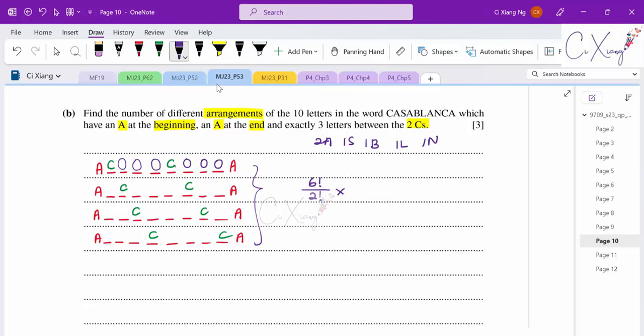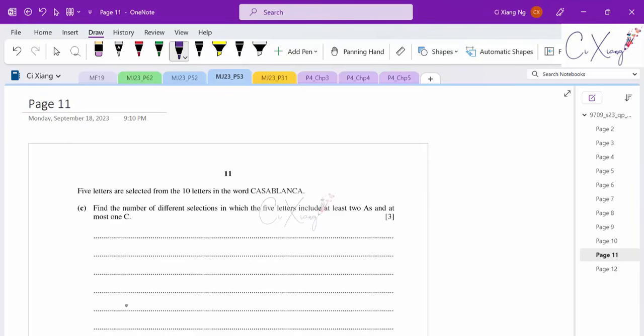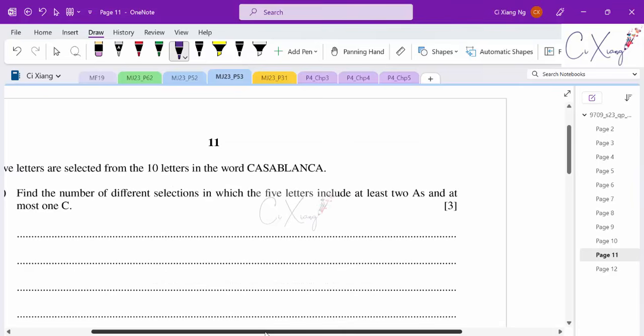You are having the same one, 6 factorial divided by 2 factorial for every single case. Therefore, you have to multiply it with 4. So by right, you should have 1440 for this part. Okay, and now let's proceed to 7C.